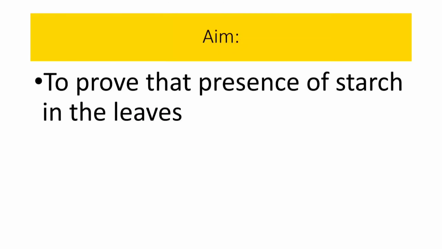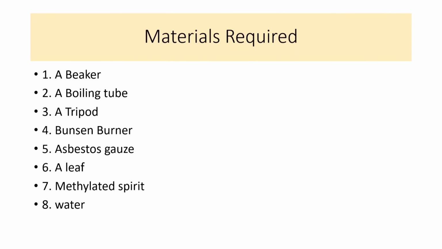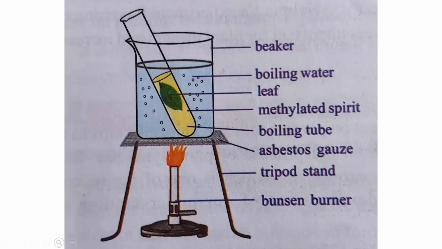Presence of starch in the leaf. The aim of the experiment is to prove that starch is present in the leaf. Materials required for this experiment are a beaker, a boiling tube, a tripod, a Bunsen burner, an asbestos gauze, a leaf, methylated spirit, and water. Then the procedure: boil the leaf in the methylated spirit.